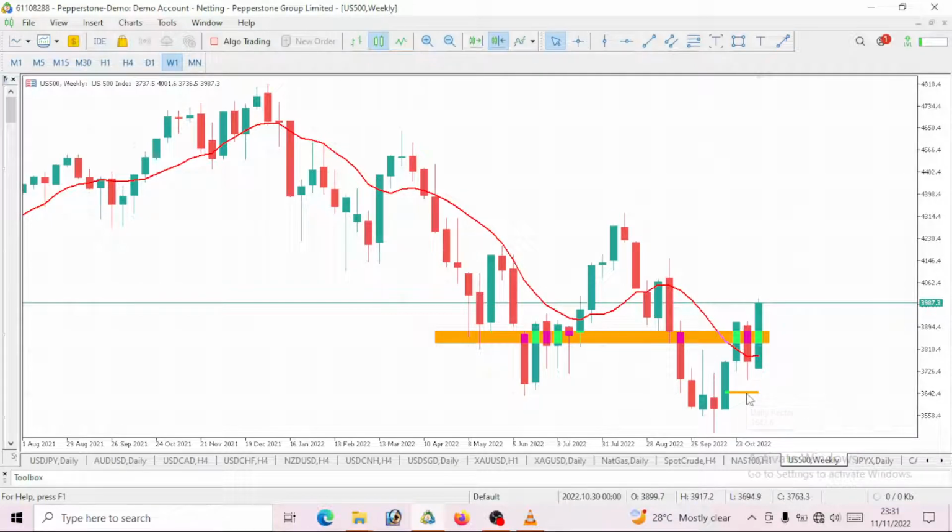Now this S&P 500 came to the same level, right? We had a pullback, and guess what? It has continued its bullish move. That is to tell you that on S&P 500, we are now on a bullish move.